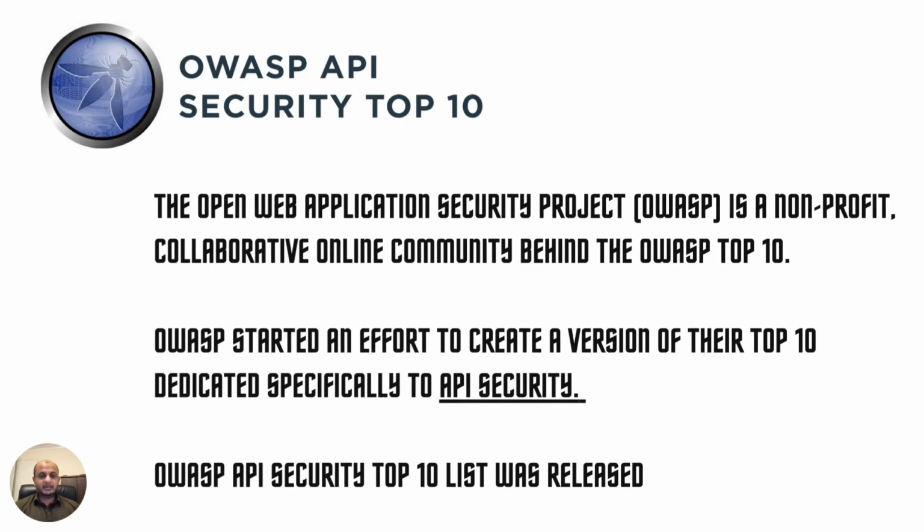So the best way to look at it is to follow some benchmark or a standard. And I chose the OWASP API Security Top 10. If you are in security, you will be familiar with OWASP, right? It's the Open Web Application Security Project. They are a non-profit community.